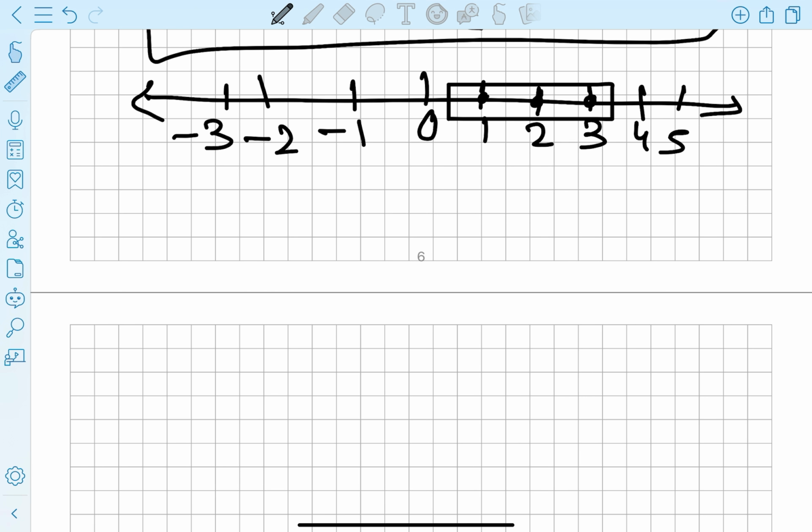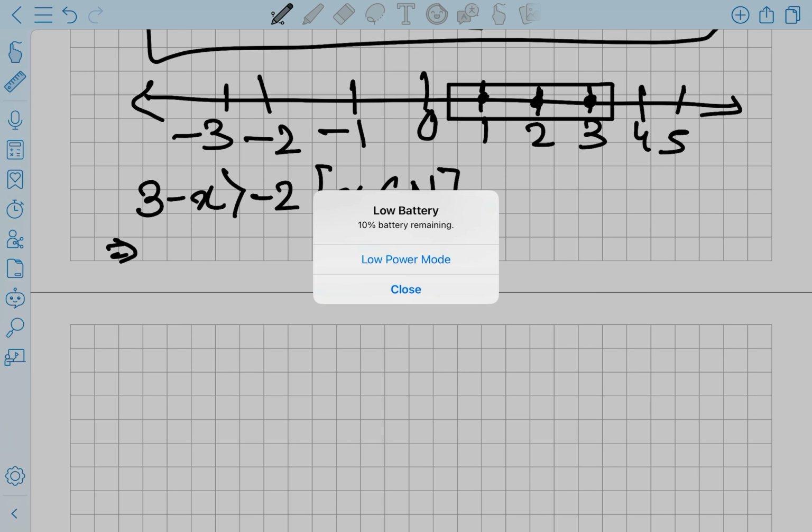Now another one I'll show you. This is a very easy concept, and you will be able to do it easily. You just have to make the solution set. x belongs to natural numbers. Okay, so now see what will happen.